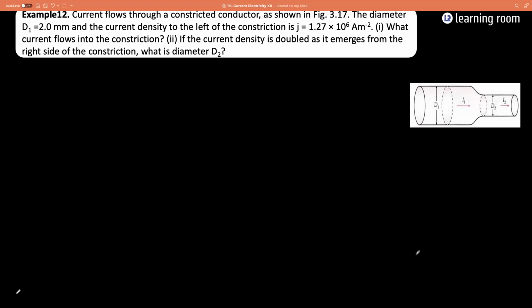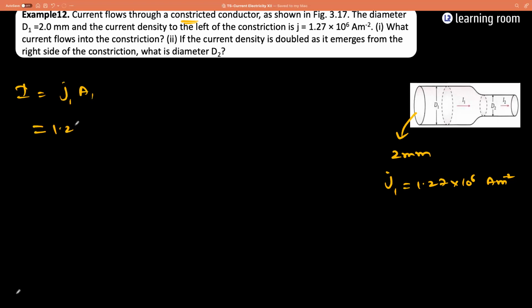So current flows through a constricted conductor, which has a varying cross-sectional area. In the constricted conductor, the diameter D1 is 2 millimeter, and the current density to the left of the constriction is 1.27. So J1 is equal to 1.27 into 10 power 6 ampere meter power minus 2. What is the current that flows into the constriction? So current is J1 into A1. So that is 1.27 into 10 power 6 into, what is the value of area?